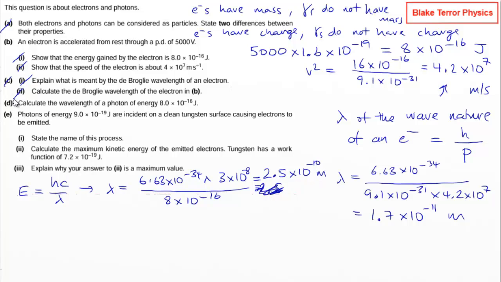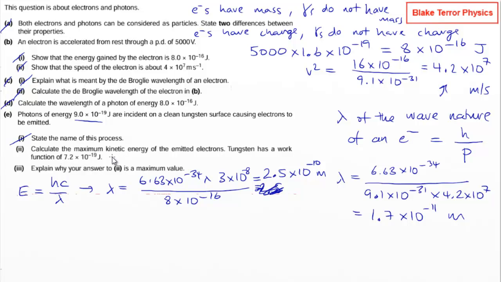So again, you get simple calculations in the quantum section. Some of the descriptions can be quite long-winded, but the calculations are relatively straightforward. Photons of energy that are incident on a clean tungsten surface causing electrons to be emitted. State the name of this process. That's the photoelectric effect.